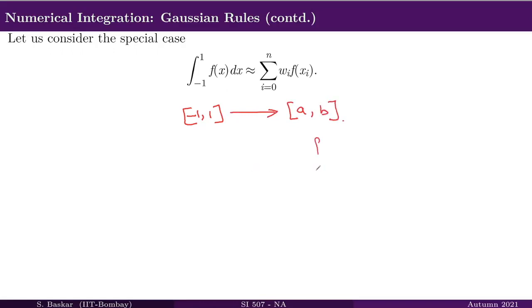Thereby, we can achieve a formula for any integral from a to b of f of x dx. That is the idea. So first we will see how to develop the Gaussian quadrature rules for this particular case, and then we will also provide the change of variable that takes the interval -1, 1 to a, b. That's very elementary. We all know this.